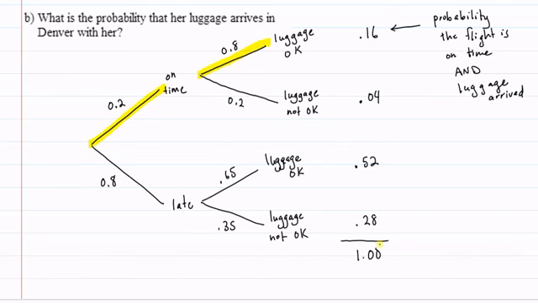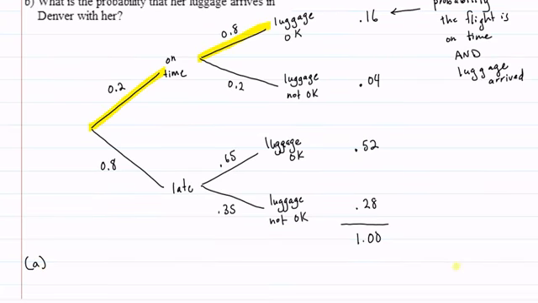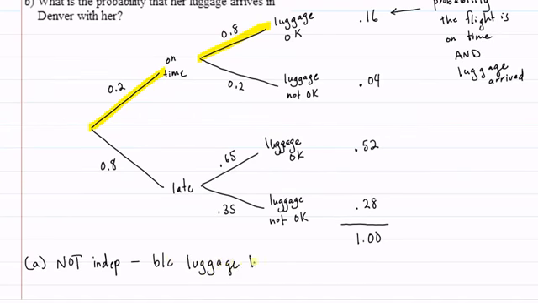Okay. Part A asks us whether those events are independent, and they are not. Why aren't they independent? Because the luggage is less likely to arrive if the flight is late.